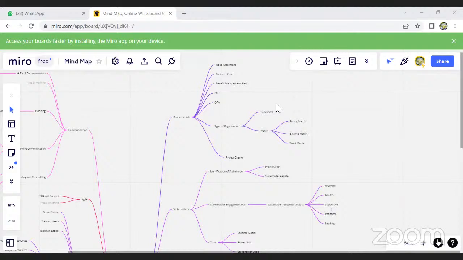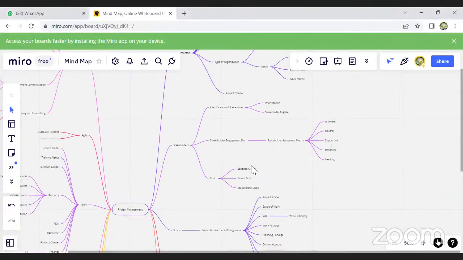Then we have the matrix type of organization. Strong matrix is also called projectized type, in which more or less all power is with the project manager. Then we have the weak matrix, which is a kind of functional matrix. And then we have the balanced matrix, which is in between the two. As a result of these inputs, we get the project charter.